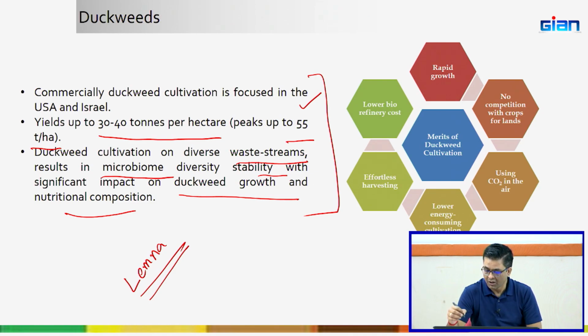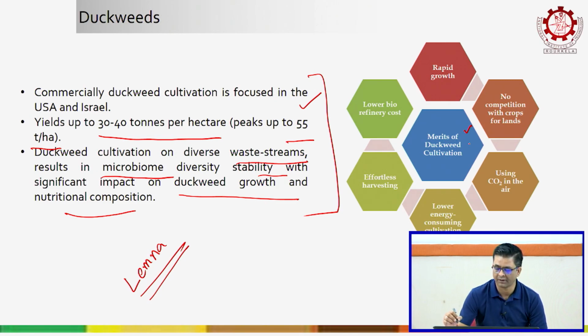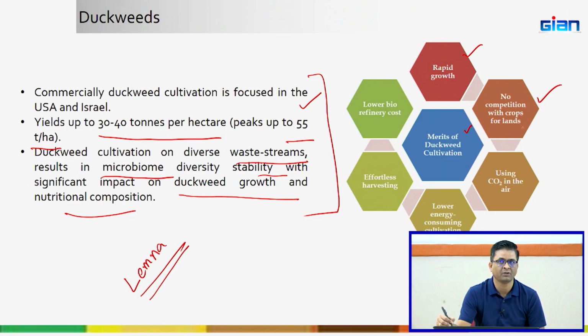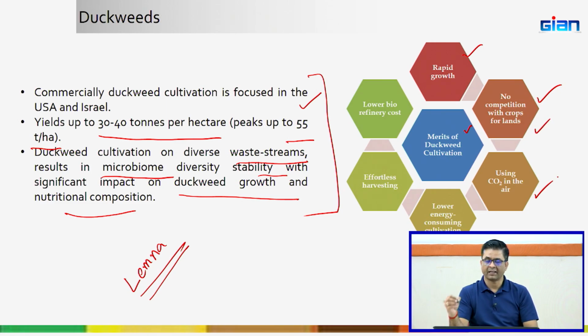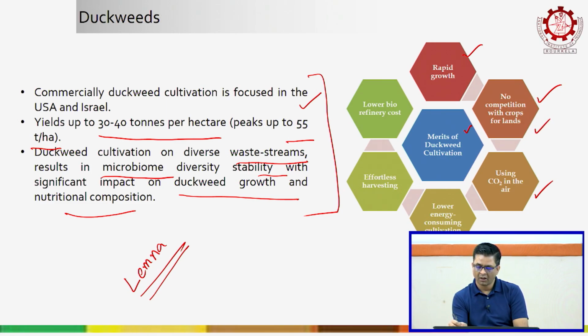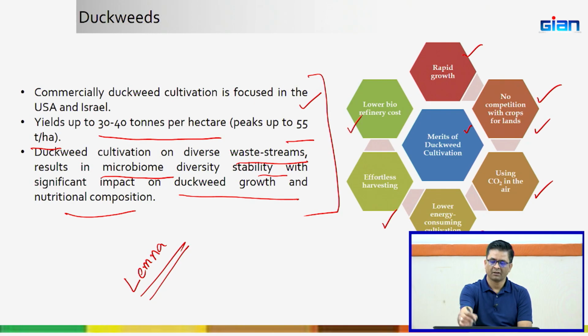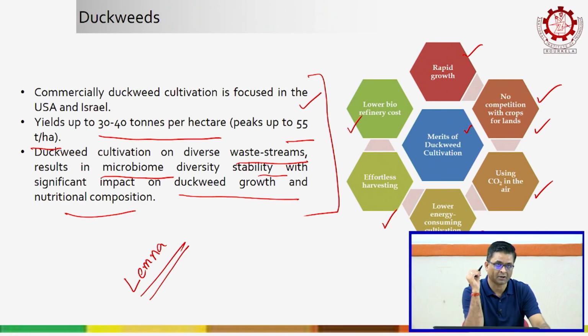extensively used. So what are the best benefits of using duckweed? One, they grow rapidly. They do not compete with crops for land because they grow on water. They trap CO2 from air, lower energy consumption. That means you don't need any input fertilizer, easy to harvest and low-cost biorefinery. So these are some of the rosy pictures of duckweed.